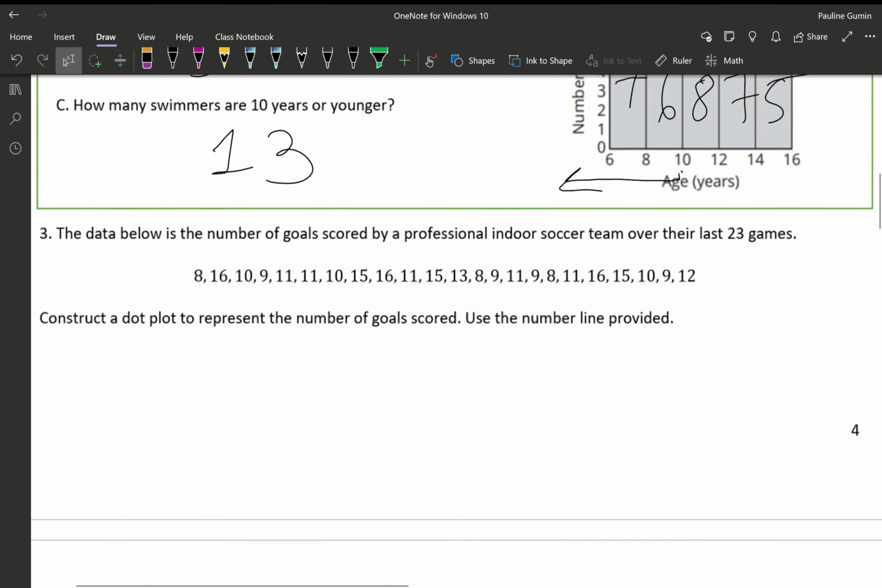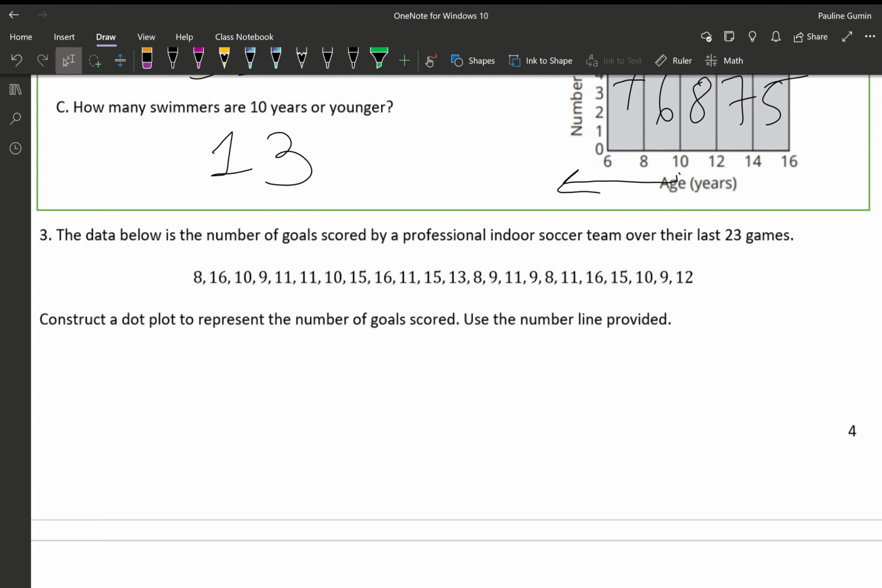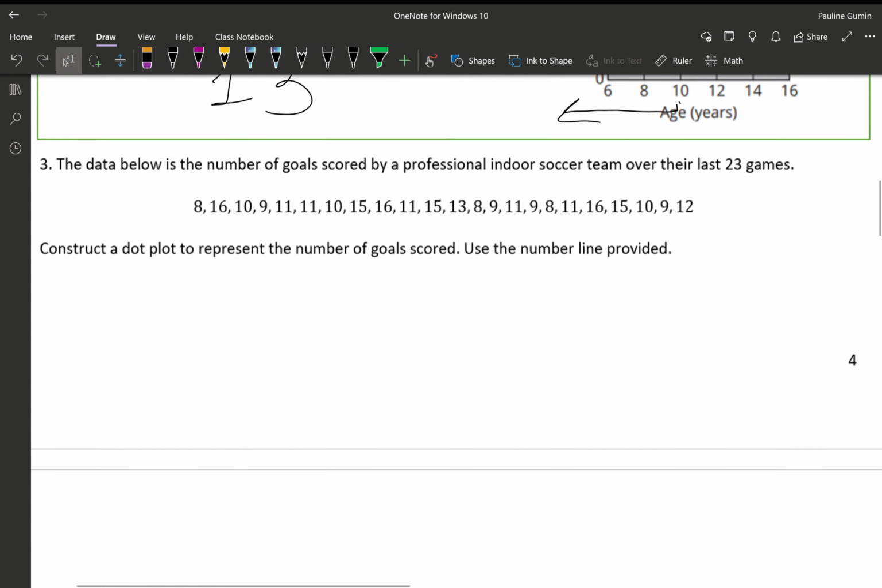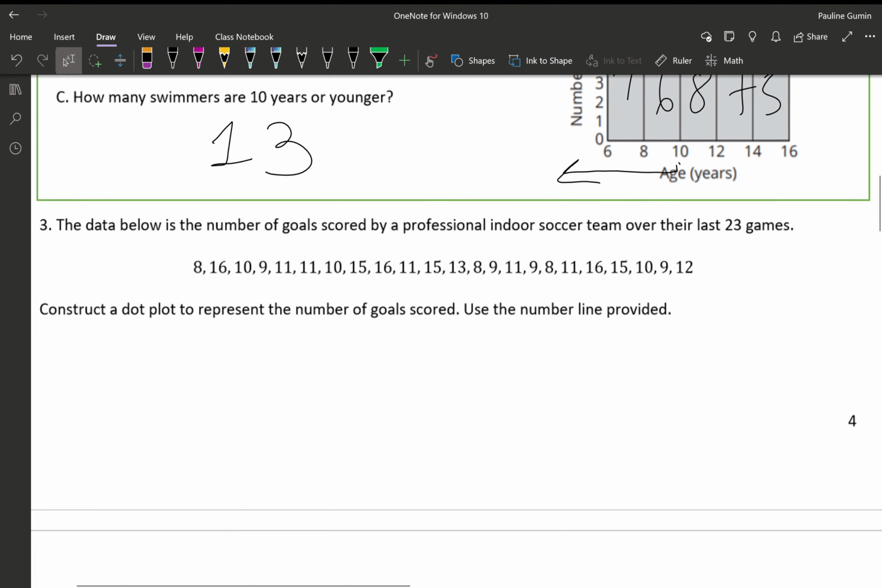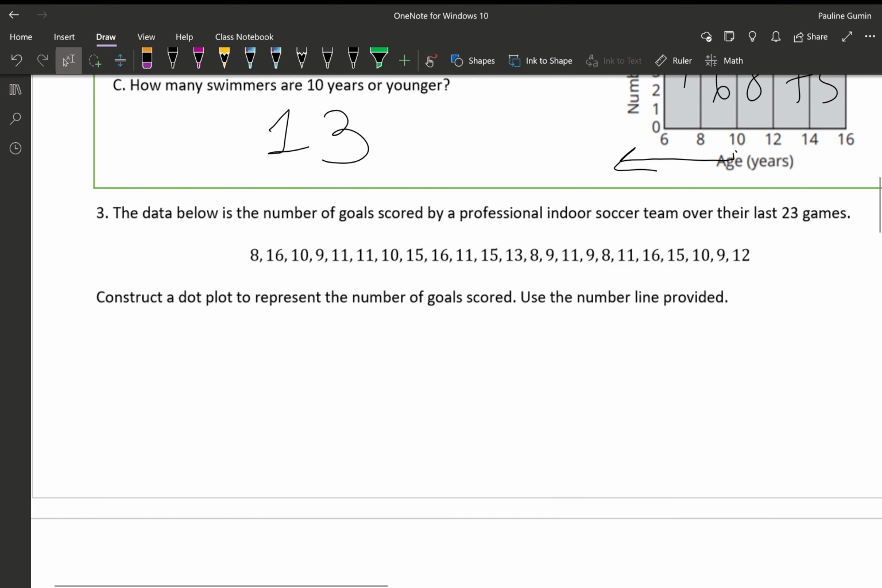Number 3. This data below is the number of goals scored by a professional indoor soccer team in their last 23 games. Let's construct a dot plot. Now, I think I accidentally printed this wrong for you, so my bad. We're going to redraw that line. Okay, let's do it. It looks like my smallest number is 8, and my largest is 16. Beautiful.